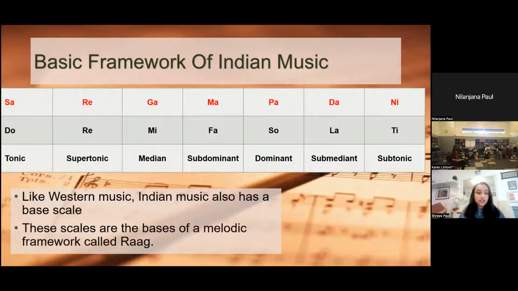Like Western music, Indian music also has a base scale or base framework. But with Indian classical music, we use the basis of these scales to form a melodic framework, which we call a rag.